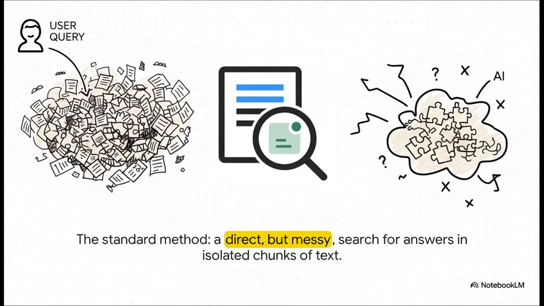And this diagram really shows you that standard kind of clunky approach. The technical name is Retrieval-Augmented Generation, or RAG for short. So when you ask a question, the AI basically just does a frantic keyword search across all those little text chunks. It grabs a few that seem relevant and then tries to stitch together an answer. It's a direct but really messy process. And it fails a lot because it has absolutely no idea what the overall context is.